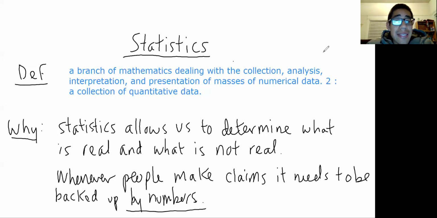Anyone can say anything, but if they don't have the numbers to back it up, it's probably not true. And you'll find throughout all this that you'll see me attach articles and things like that, and I'll have you figure out which studies are real and which ones are not. So look forward to that. But just know that statistics helps us figure out what's real and what's not real.